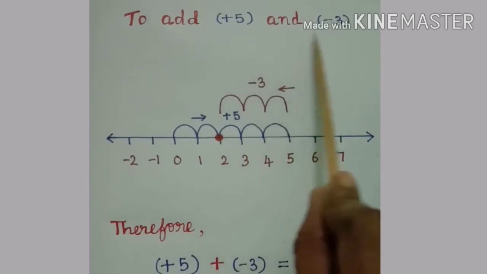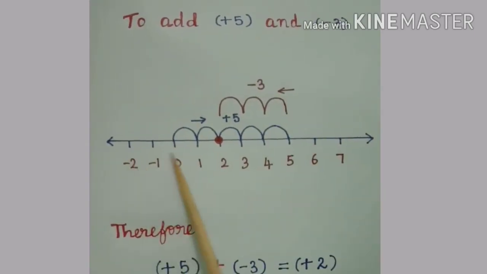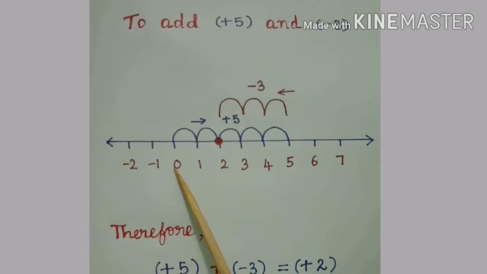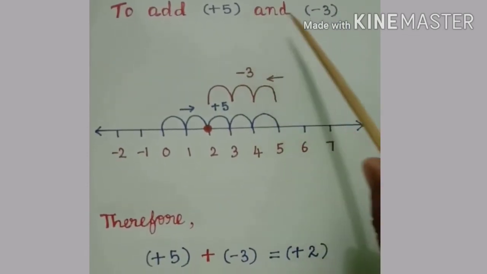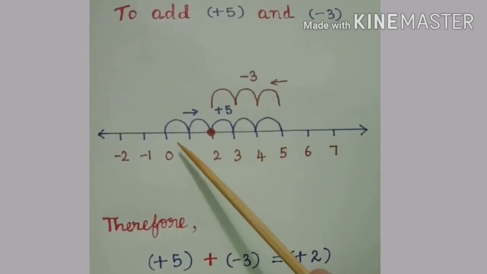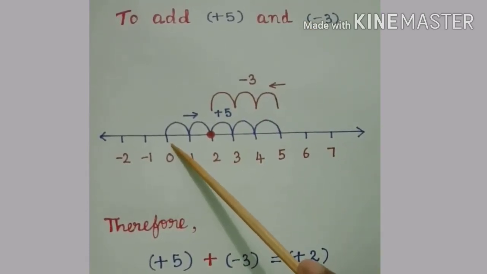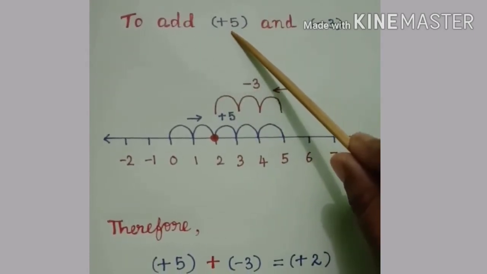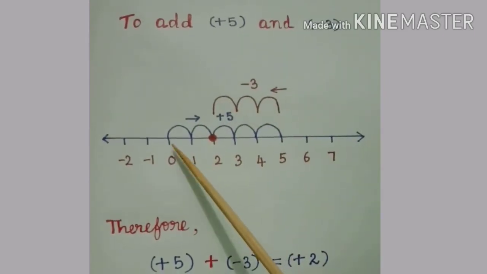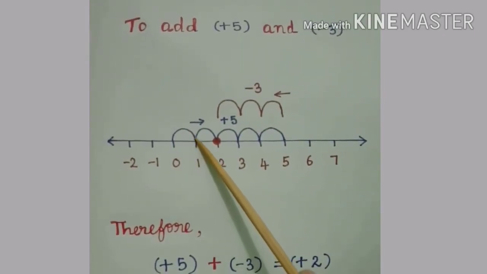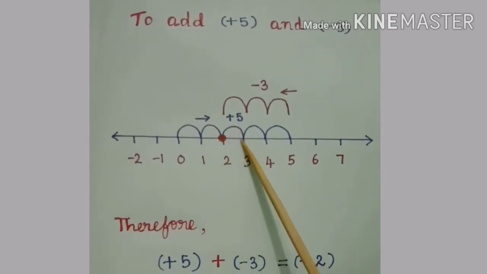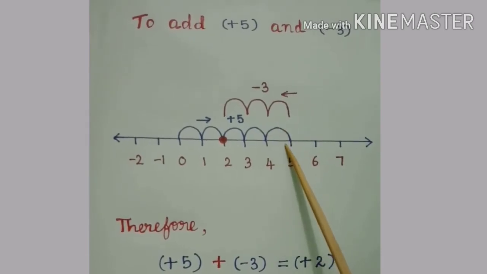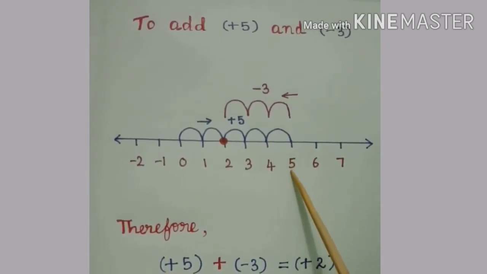To add +5 and -3, first draw a number line and mark 0, positive integers and negative integers corresponding to the given values. First, we have to start from 0. Here, the first operand is +5, which is a positive integer. So, we have to move 5 steps forward from 0. That is 1, 2, 3, 4, 5. Now we are in the position 5.